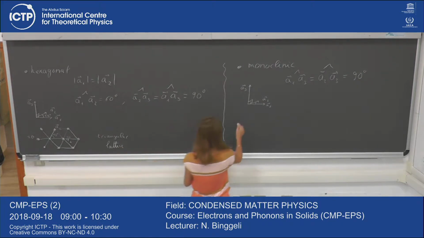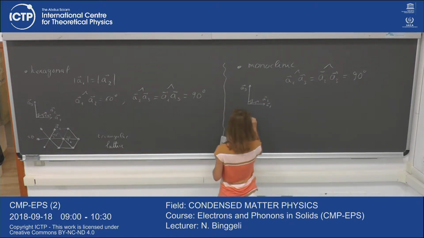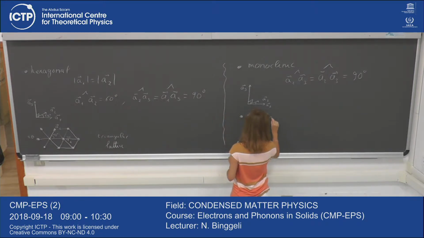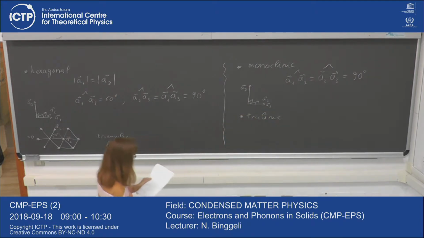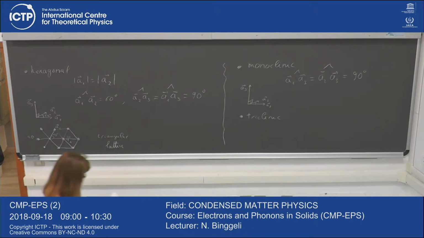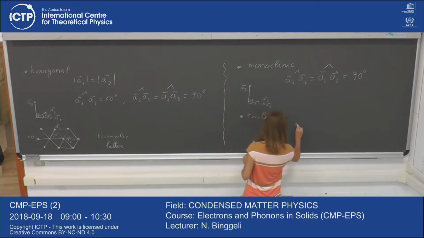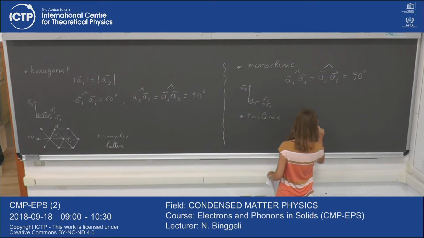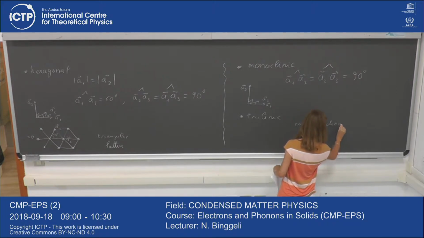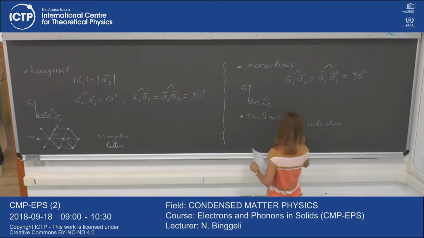And finally, the last one that has no restriction is called the triclinic lattice. Excuse me, so is it like the hexagonal is also on the plane? The hexagonal is a special case of the monoclinic. So the triclinic has no restriction. No symmetry.